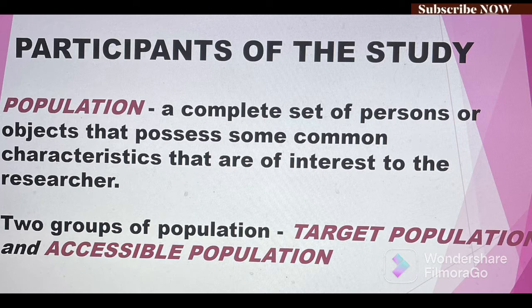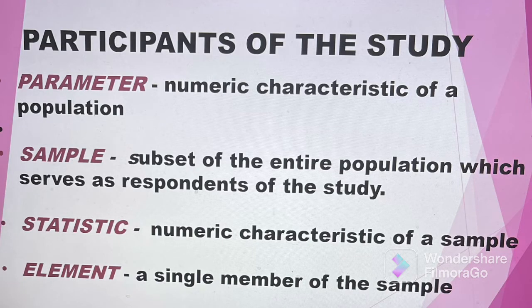How many are the elements of the population? The target population, of course, is bigger in number as compared to the accessible population. Say, for example, the total population of secondary school teachers in the entire Philippines is about 200,000. The accessible population is dependent upon how many secondary school teachers are in your district or in your division. So of course, it is lower than the target population.